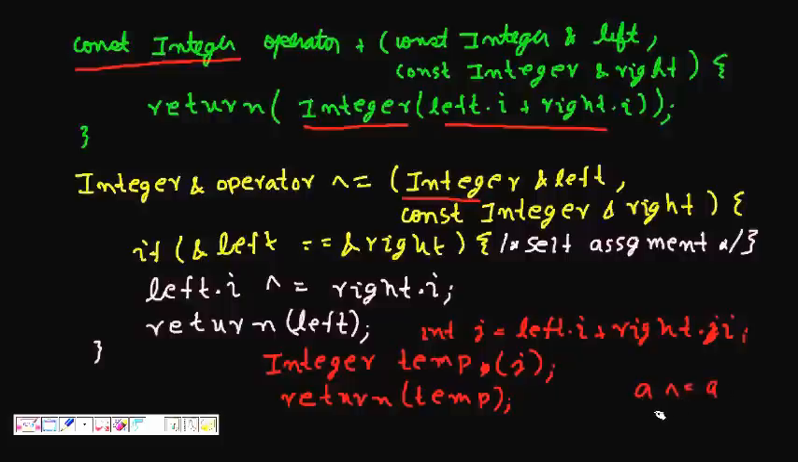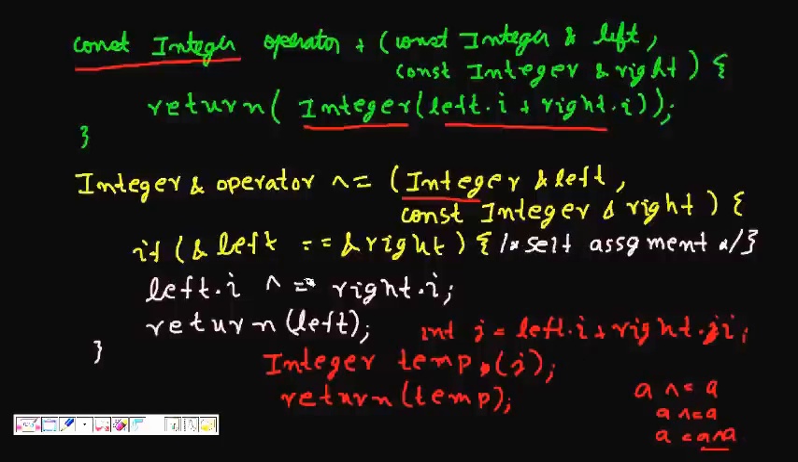If I write something like this, it will have a bad problem. What will happen is I'm trying to assign a is equal to a, something like this, and it will keep on going. Again it will see a ampersand this one, so it might keep on recursing. So we should not do that.